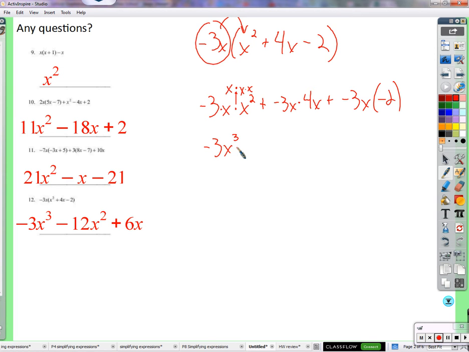All right, so that looks pretty done. Plus a negative 3 times x times 4 times x. I'm going to put an in-between step here: negative 3 times 4 times x times x. Negative 3 times 4 is negative 12. And what's x times x? X squared. There's our x squared. And then negative 3x times negative 2, well, that's positive, so we're going to add a positive 6x.